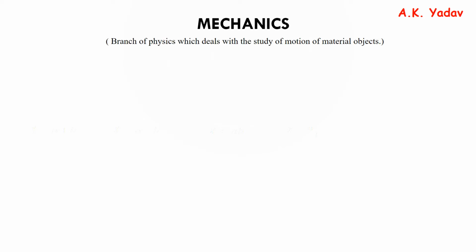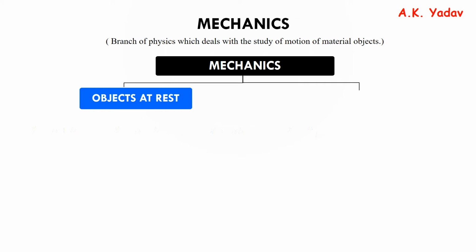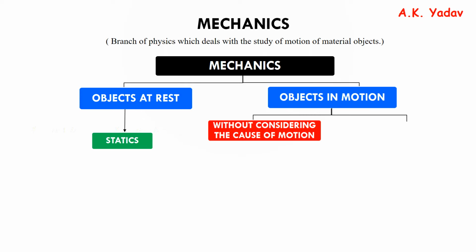So let's start. Now mechanics. Mechanics is the branch of physics which deals with the study of motion of material objects. Mechanics can be further divided into two branches. The one is where we study about objects at rest, while the other one is where we study about objects in motion. The study of objects at rest is under the branch called statics, while the study of motion is further classified into two branches.